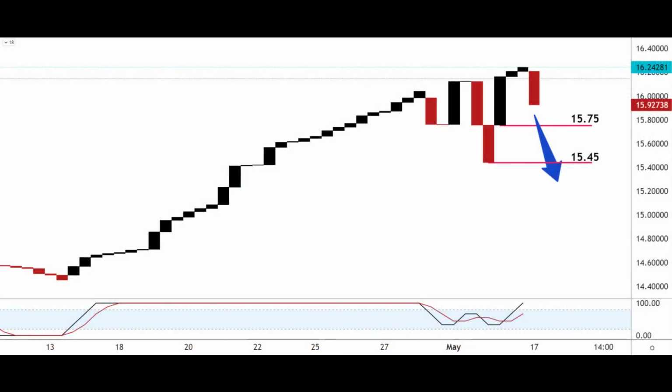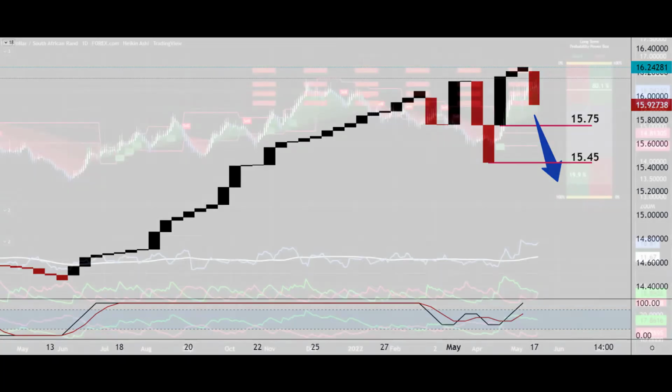Our 4-line break chart is giving us a bearish reversal entry, more aggressive at 15.75. Next one more conservative, 15.45. So a couple of numbers to play with there.